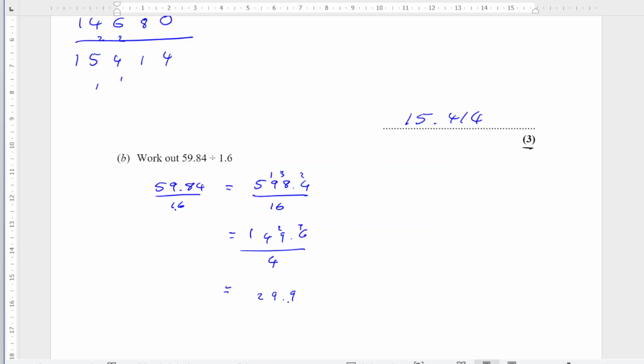I've done that wrong. So I've made a mistake somewhere there. Silly mistake. 4 is going to 14 fully 3 times. I think I made a mistake. Let's actually try and do the division instead. So 16s into 598.4. So 16 is going to 59 fully 3 times. 3 times 16 would be 16, 32, 48. 7 times.